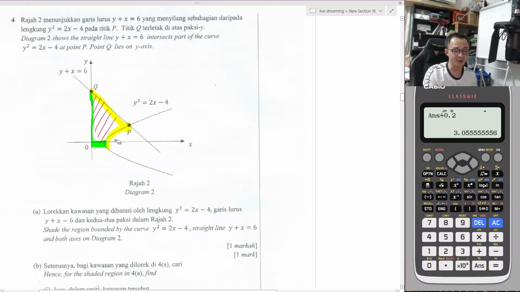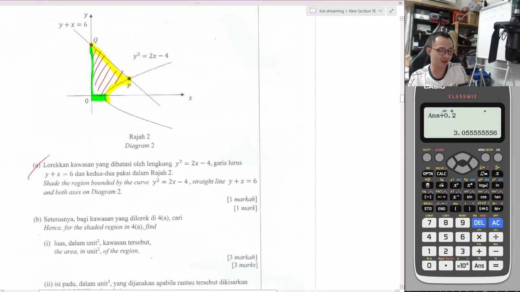So this part is surrounded by the straight line, the curve, the y-axis, and the x-axis. This is the 1 mark question. Just shade it. And then after that, they asked us to find the shaded region. Hence, find the area of the shaded region. 3 marks.